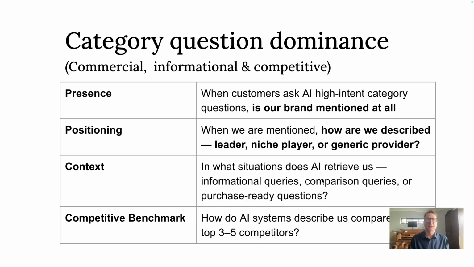Category questions dominance. When customers ask AI a high-intent category question, is our brand mentioned at all? Do we have presence? Then positioning. How are we described? If we have presence, then how do we position ourselves? Are we a leader, niche player, or generic provider? Context. In what situation does AI retrieve us? Is it informational, comparison, or are we in purchase-ready questions? And then competitive benchmark. How do AI systems describe and compare us to our competitors?